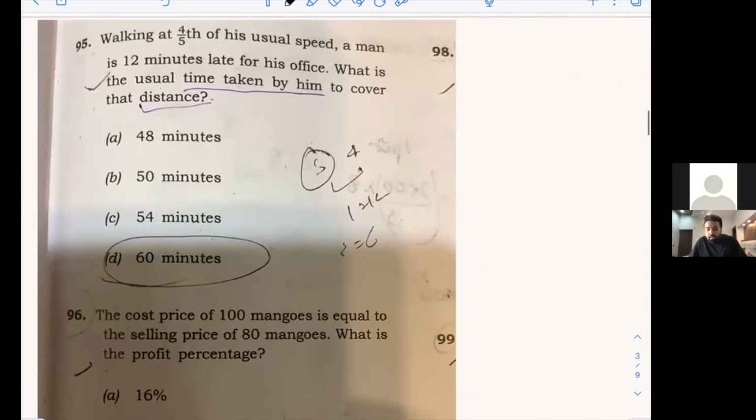Moving ahead, next one. Walking at 4/5 of his usual speed, a man takes 12 minutes late to reach his office.